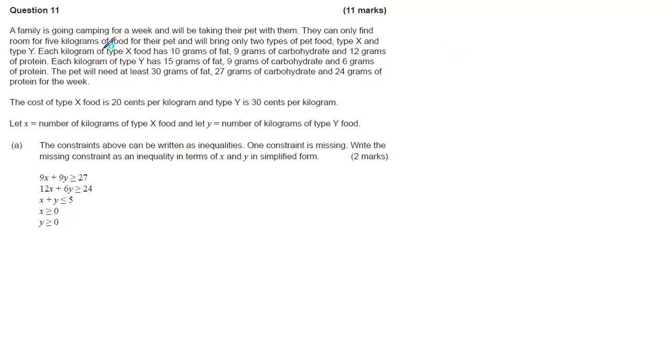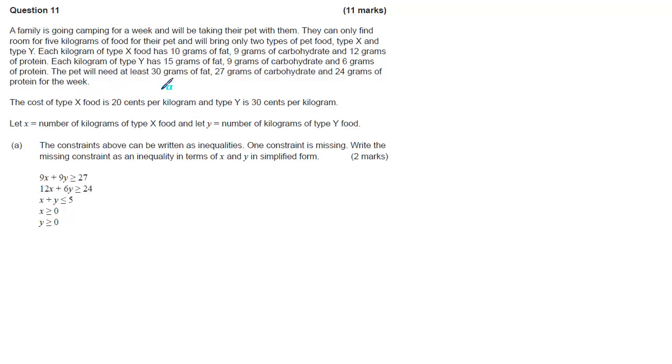A family is going camping for a week and will be taking their pet with them. They can only find room for 5 kilograms of food for their pet and will bring only 2 types of pet food, type X and type Y. Each kilogram of type X food has 10 grams of fat, 9 grams of carbohydrate and 12 grams of protein. Each kilogram of type Y has 15 grams of fat, 9 grams of carbohydrate and 6 grams of protein.